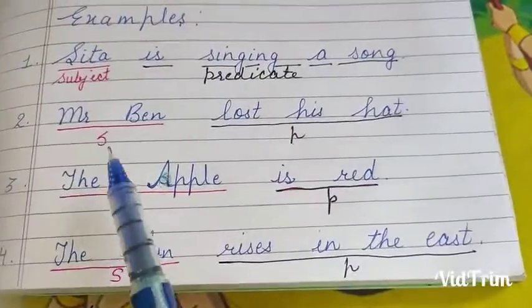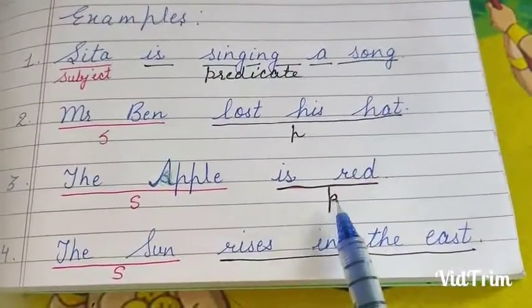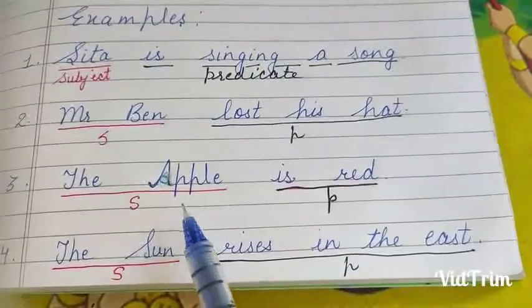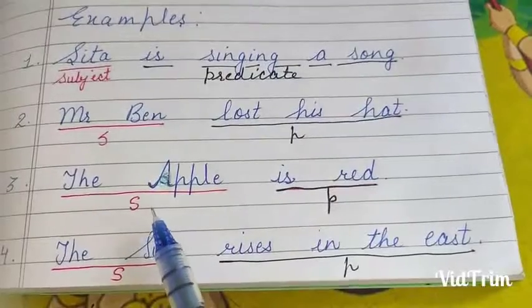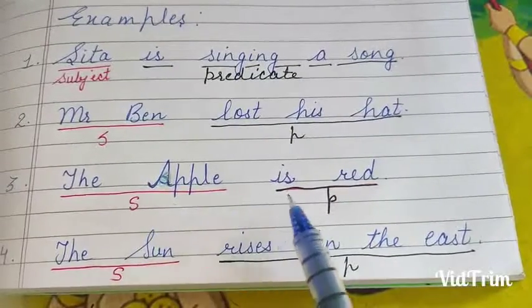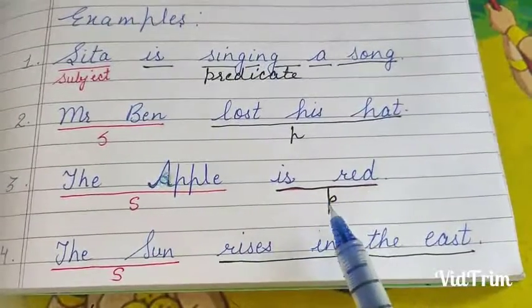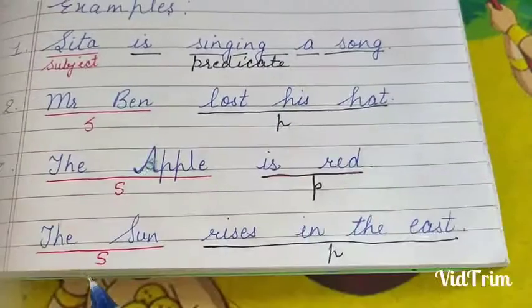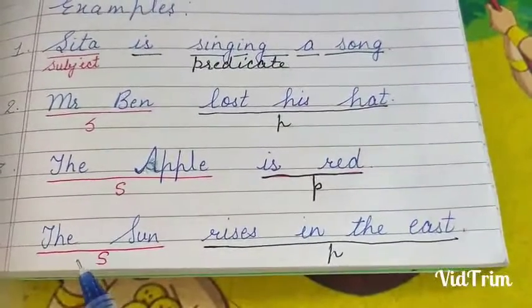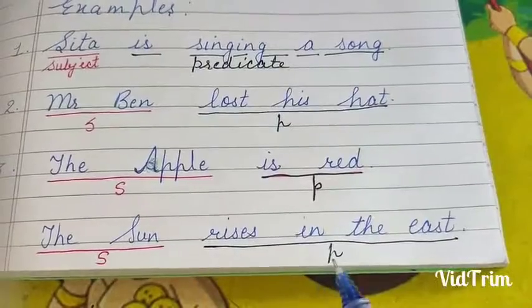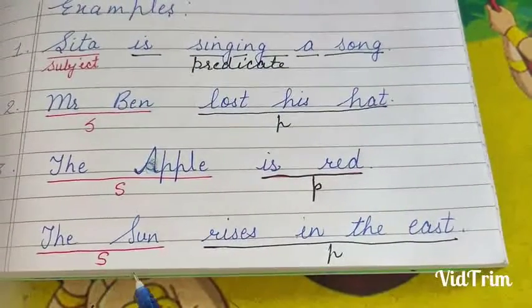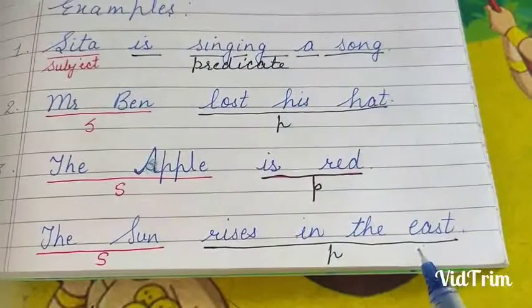The third example, the apple is red. So we are talking about the apple here. The naming part is apple. So the apple is the subject and the telling part, is red, is the predicate. The fourth example, the sun rises in the east. So we are talking about the sun. The sun here is the subject, and what we are saying about the sun, that it rises in the east, tells something about the sun. That is known as predicate.